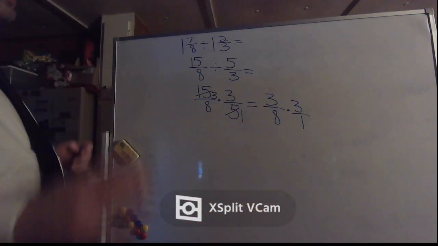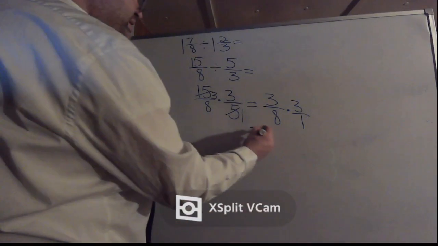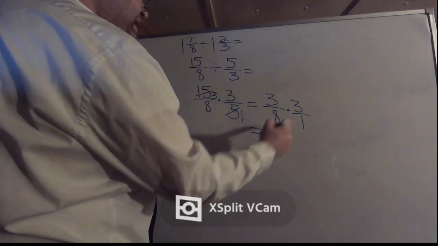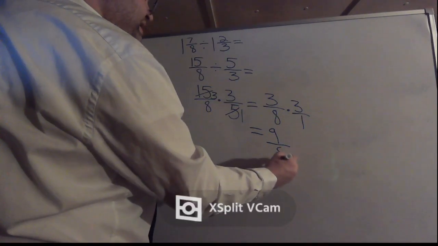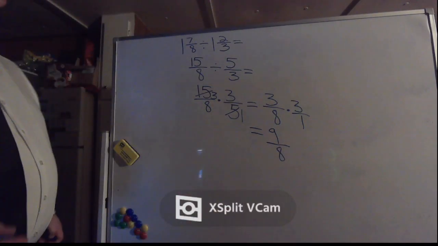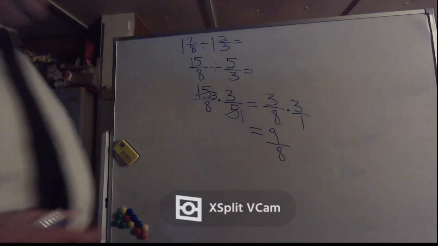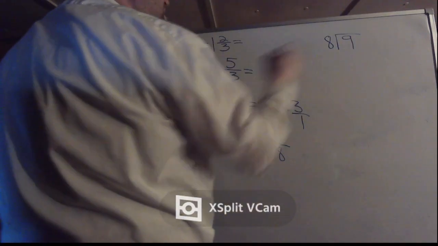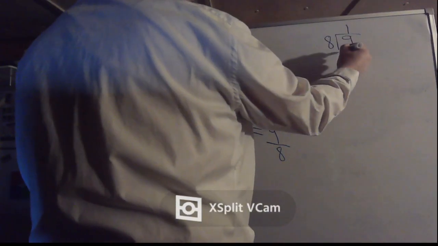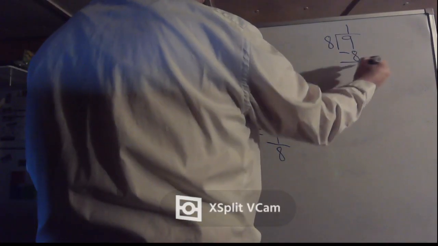Okay, now you can go straight through and do the multiplication. 3 times 3 is 9. 8 times 1 is 8. You have 9/8. Well, we need to get a mixed number from that. So let's do 9 divided by 8. 8 goes into 9 one time. 1 times 8 is 8. 9 minus 8 is 1.